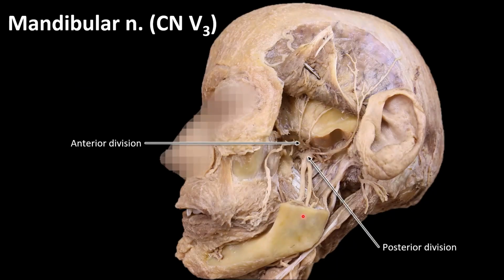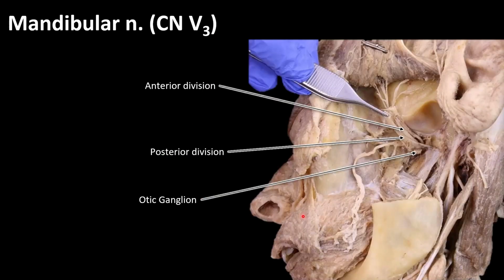The first branches separate the trunk of the nerve into an anterior division and a posterior division. Right near this first division is where we can find the otic ganglion. So in this image, the anterior and posterior divisions have both been lifted up, and you can see the otic ganglion sitting here on the deep surface of the nerves.